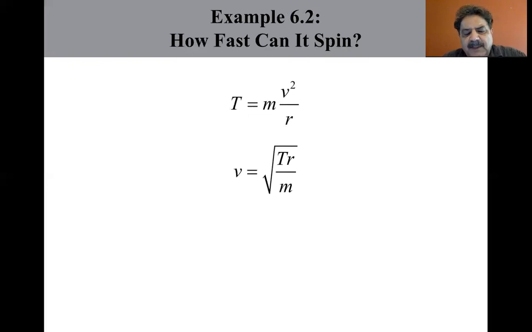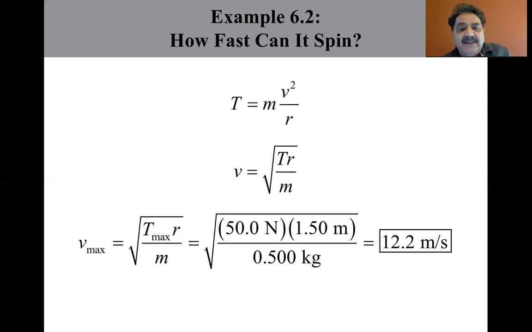Now let's find the maximum speed the puck can have, which corresponds to the maximum tension that the string can withstand. V max is equal to the square root of T max, the max tension, times the radius divided by the mass. You put in the numbers, and you get 12.2 meters per second. The equation for v shows that v increases with T and decreases with larger m, as we expected from our conceptualization of the problem. So if you increase T, v increases, and if you increase m, v decreases.